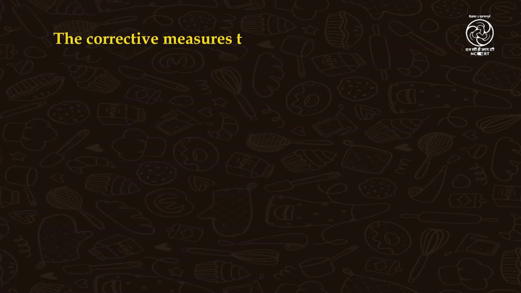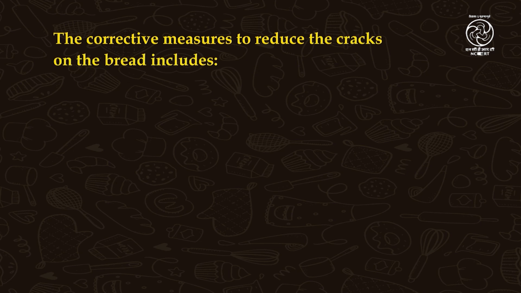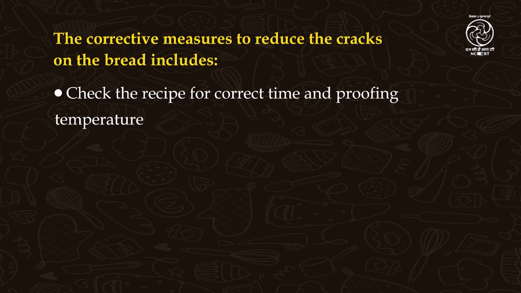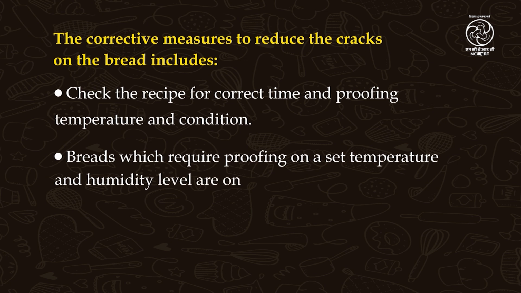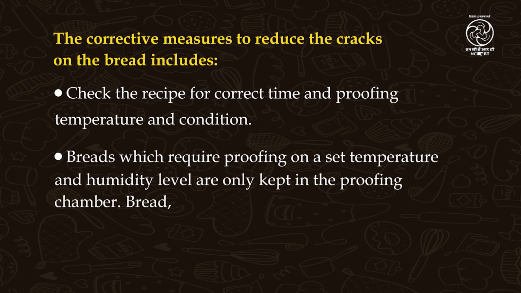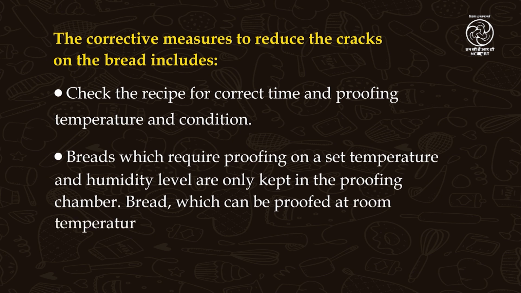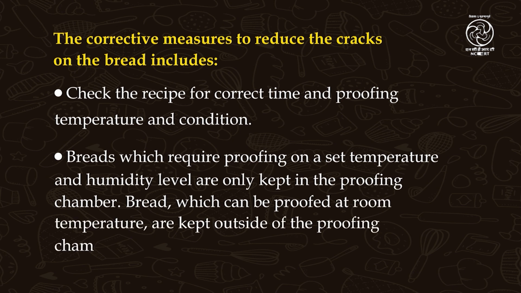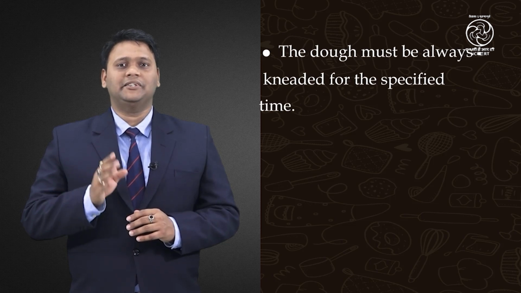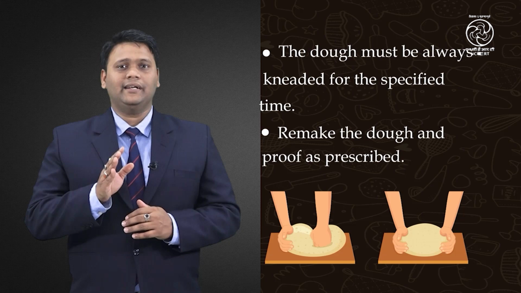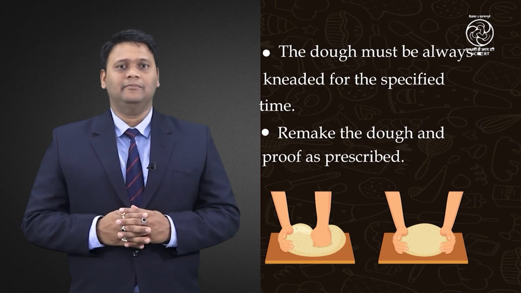The corrective measures to reduce the cracks on the bread include: firstly, to check the recipe for correct time and proofing temperature and condition. Second, the bread which requires proofing on a set temperature and humidity level is only kept in the proofing chamber. Bread which can be proofed at room temperature is kept outside of the proofing chamber. The dough must always be kneaded for the specified time. Remake the dough and proof as prescribed.